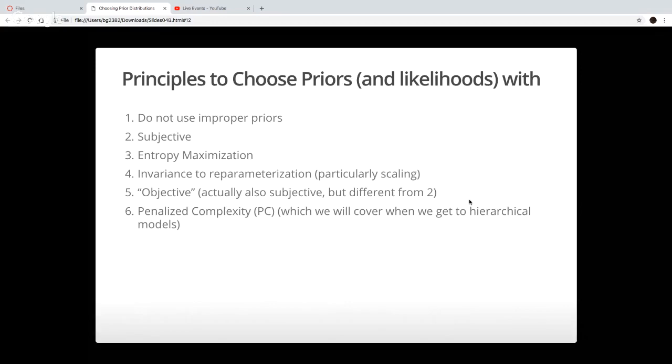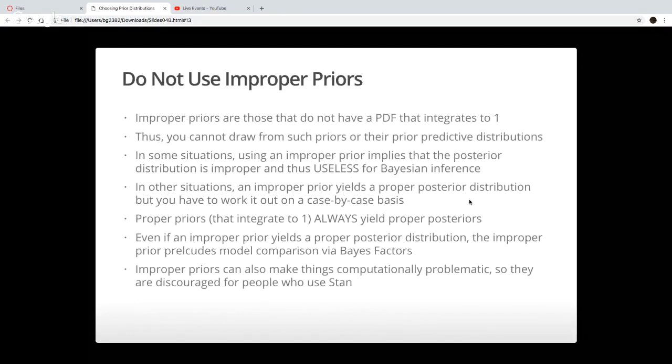There's another sort of pseudo principle of choosing objective or maybe uninformative priors, but that turns out to not actually be that objective. And another one, more recent, some people who work on Stan have introduced this idea of penalized complexity priors. And we'll cover that more when we get into hierarchical models after spring break. So we'll run through these first 5 in the last time that we have here today.